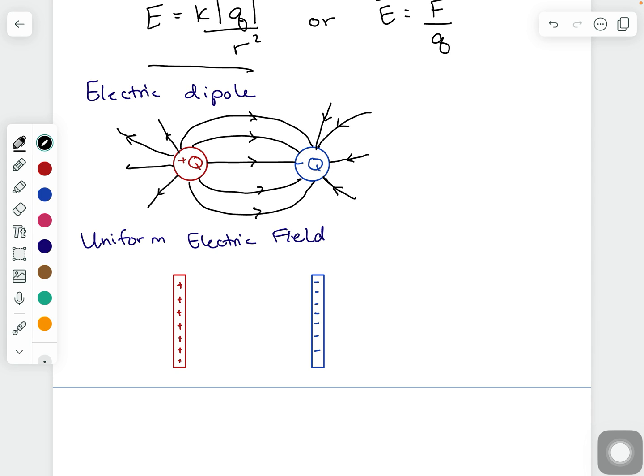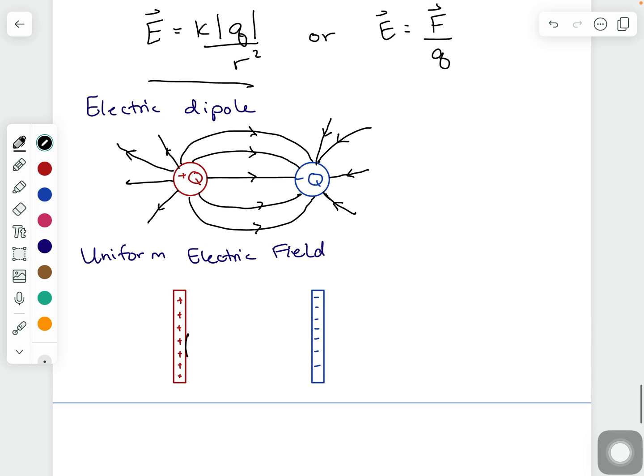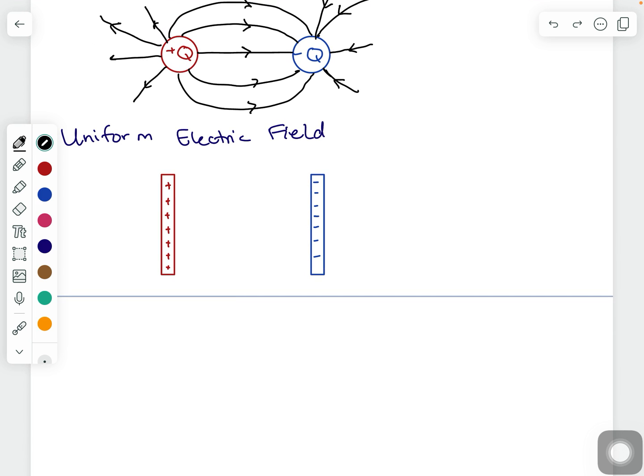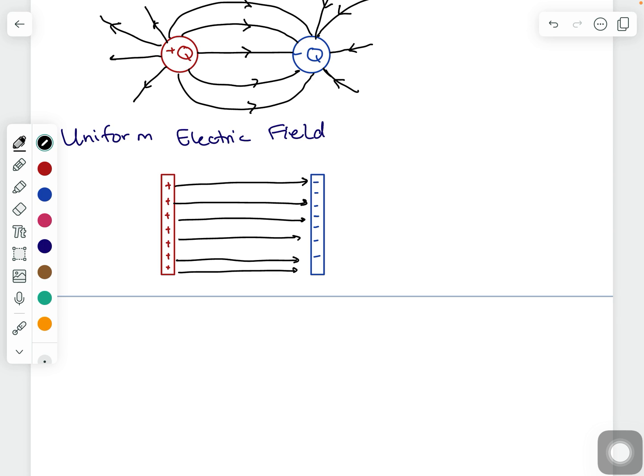A uniform electric field states that everywhere between these plates, we'd assume that these are infinite plates that go up forever, like a really large hallway. A student described that, and I really liked it. So we have the field going to the right. The uniform electric field means that the electric field is the same at any place in between these two plates. Okay.